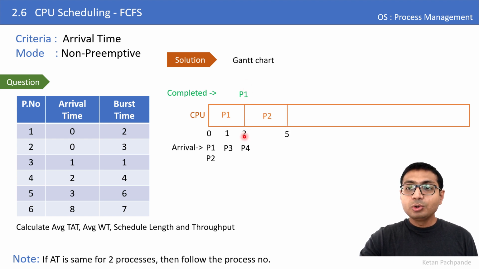At time t equal to 2, we have to again decide out of P2, P3 and P4, because P1 is completed. So P2, P3 and P4, which one will be scheduled? Let's look at the arrival times of P2, P3 and P4. Obviously P2 has come first, which is 0. That's why I have scheduled process P2 up to t equal to 5, because its burst time is 3. That's why 2 plus 3 is equal to 5 here.